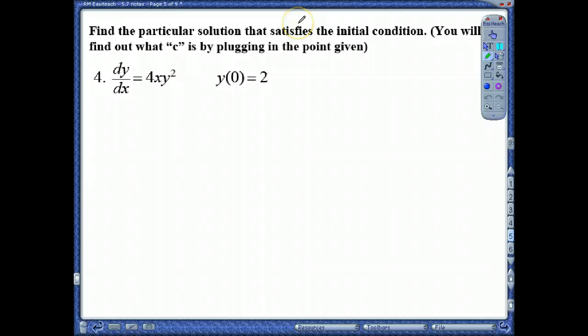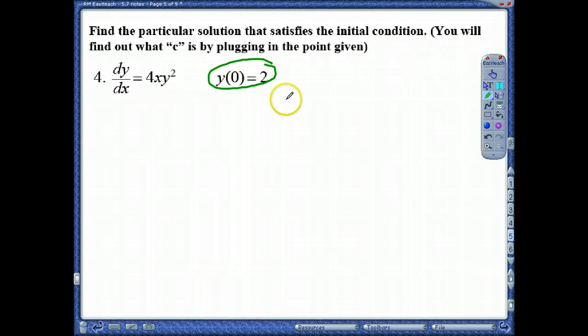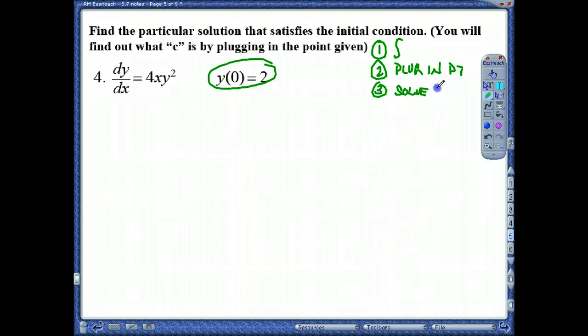Now we're going to do a couple of examples where we are finding the particular solution. And that means they've given us a point. So right after we integrate, we're going to plug 0 in for the x's, 2 in for the y. We're going to find out what c is equal to. Then we're going to solve for y. So first, integrate, 2, plug in, then 3, solve for y.